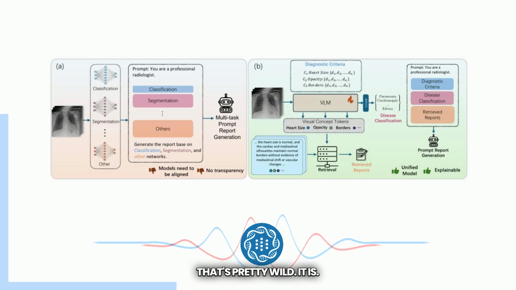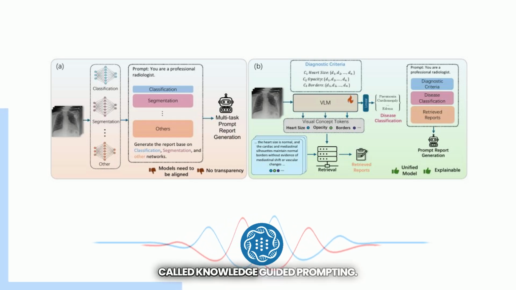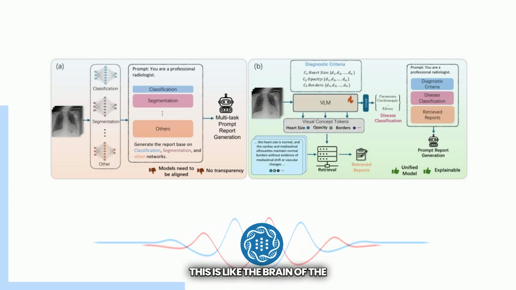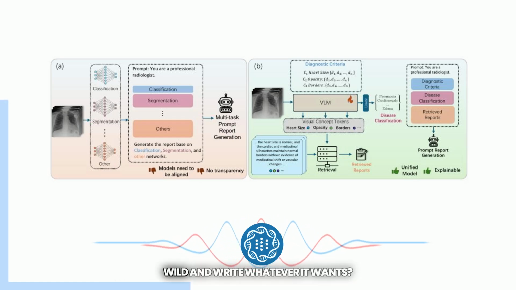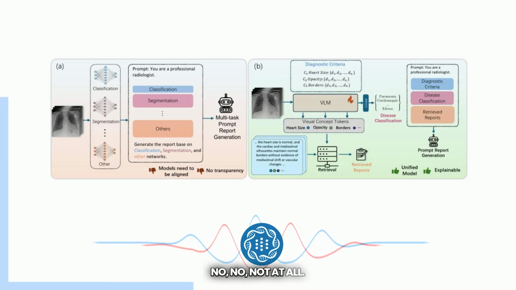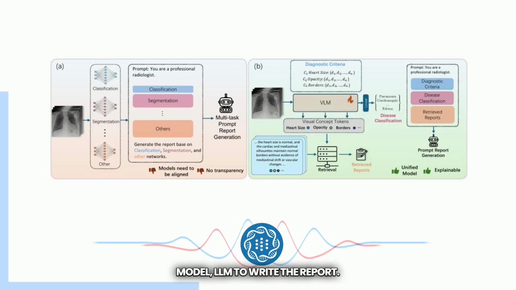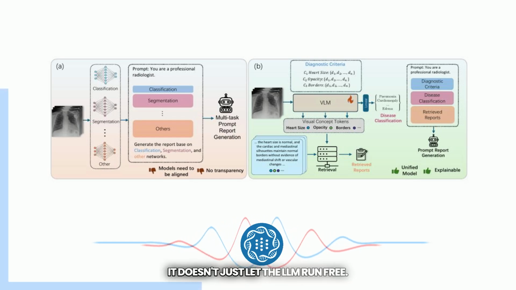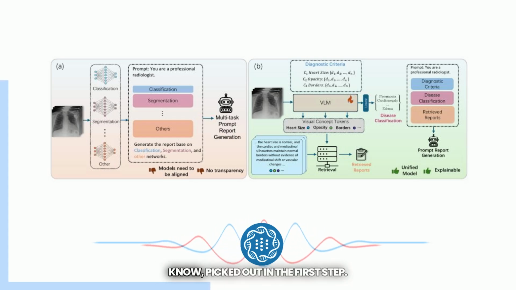That's pretty wild. It is. It's learning to pick out the really important parts. Then there's the second component called knowledge-guided prompting. This is the brain of the radiologist, where the report actually gets written. This is where it gets really interesting. Does it just let the AI go wild and write whatever it wants? No, not at all. RadAlign uses what's called a large language model, LLM, to write the report. But here's the key. It doesn't just let the LLM run free. It feeds the LLM very specific information based on those visual concepts that it picked out in the first step.